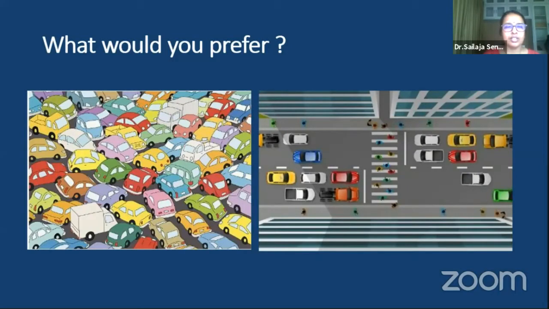So I have a quick question for all of you. Which road would you like to take while going to your hospital? Obviously, the second one, where everything is streamlined and people are obeying the traffic rules. Similarly, if we have etiquettes, the whole experience becomes enjoyable for the patient and the doctor.